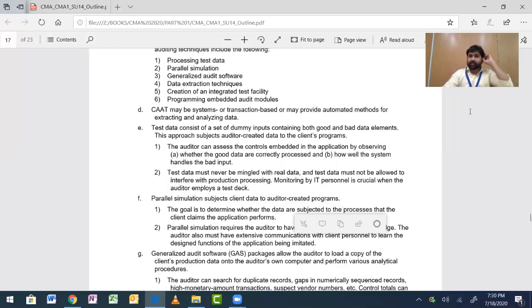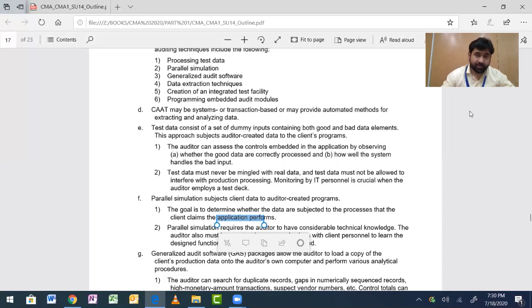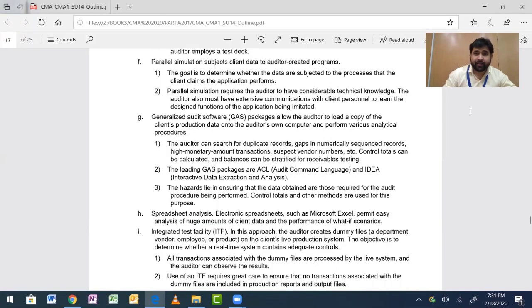The goal is to determine whether the data are subjected to the process that the client claims the application performs. The client is saying that this is what the application does, so does it do the same stuff or something else? This is what I was telling you, that when every company has its own application and own system, how will you do the checking unless you know the system? So this is one way: you copy their data, put it in some universal auditing kind of program, and you can check it from there. Parallel simulation requires the auditor to have considerable technical knowledge.